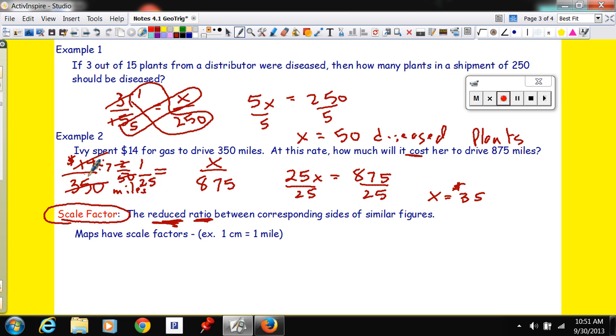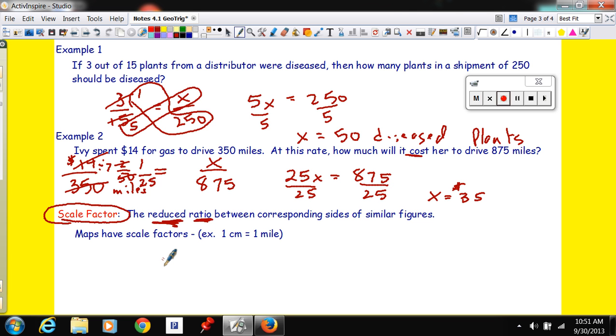Was it 14 over 350? Was it 2 over 50? Or was it 1 over 25? That's the scale factor. When you reduce it completely, that's where you get your scale factor. We reduced that to 1 over 25. That became the scale factor that I could use for any other problem that I want to set up.